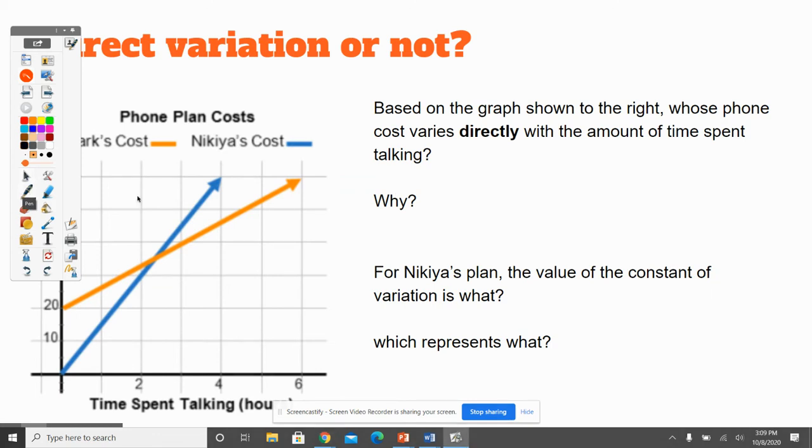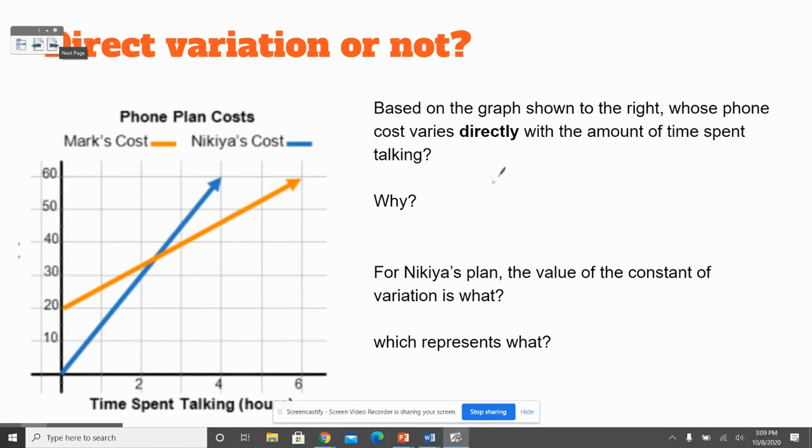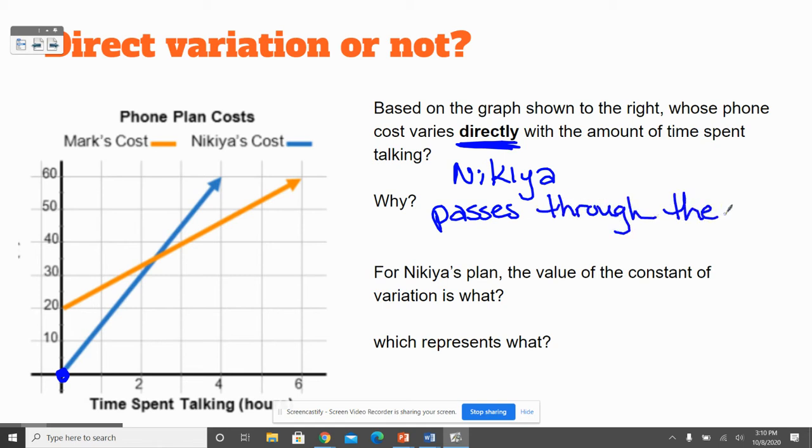Okay, let's look at this. Is this direct variation or not? Based on the graph shown to the right, which is now to the left, whose phone cost varies directly with the amount of time spent? Direct variation looks like a straight line. Both of these look like a straight line, but only one of them goes through the origin, and that would be Nikaya, I think. That is because Nikaya's passes through the origin. All direct variation has to go through the origin. We might as well practice with some slope here, though, because both of these have slope because they have constant rate of change.